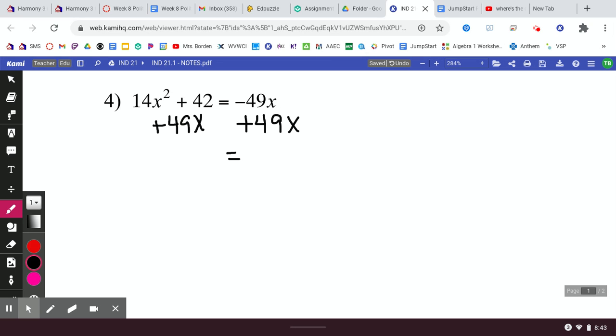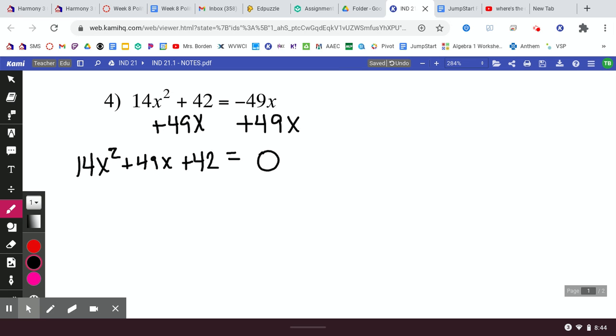You want your 14x squared to be first. So I'm going to write that first. Then you want your single x value next. So I'm going to plug that plus 49x right there in the middle. And then that plus 42 just stays where it was at the end, equals 0.